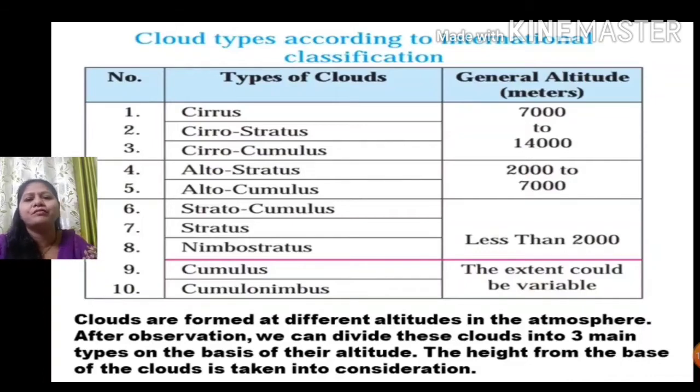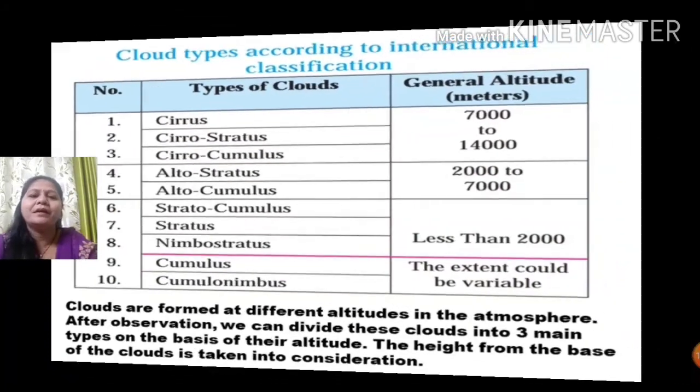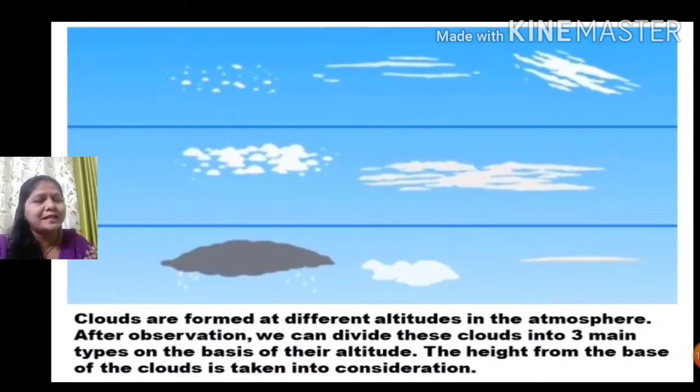Okay, these clouds are formed at different altitudes in the atmosphere, as I said, right? So after observation we can divide clouds into three main types on the basis of their altitude. Now the height from the base of the clouds is taken into consideration. We are going to see each of them. Now you can see the clear image of it. From this it is very clear that clouds are formed at different altitudes, isn't it?